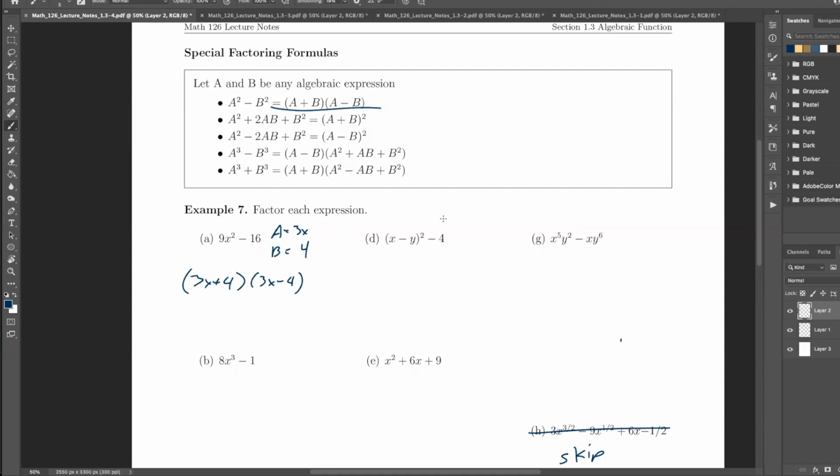So here, let's look at this one. Let's go ahead and do D next. So we're going to have A here is x minus y, and B here will be 2. Same idea, same expression. So we have x minus y plus 2, and then we'll have x minus y minus 2. And so here, these A's do not necessarily have to be a single term. They can actually be multiple things put together. Just makes your life easier.